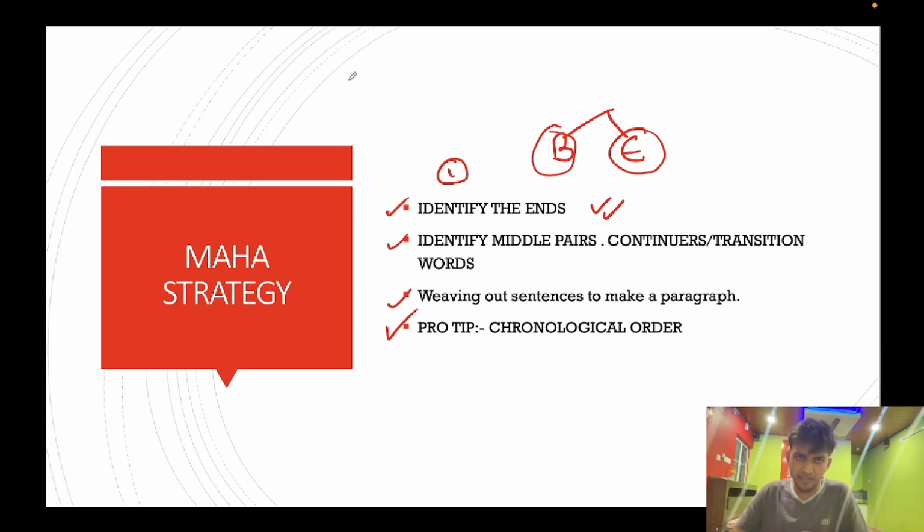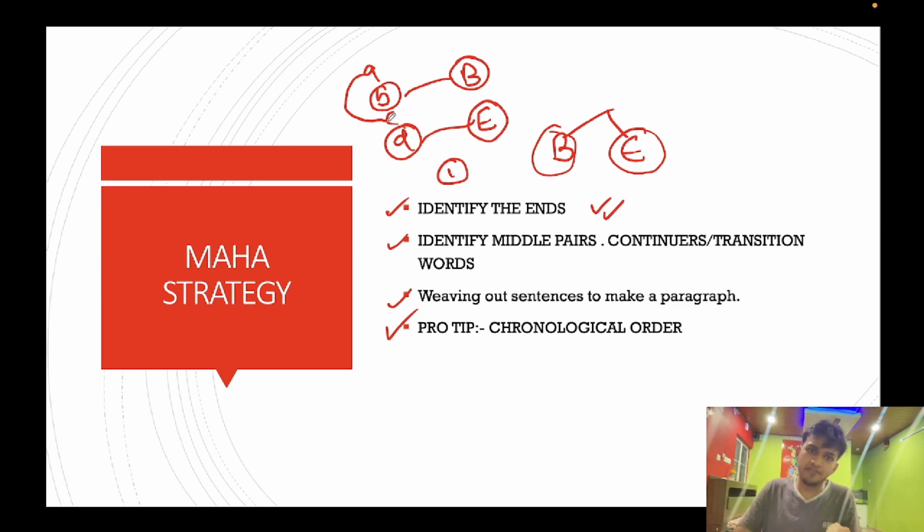First, the approach: you are given 4 sentences, A, B, C, D. Suppose B is the beginning, and let's say D is the ending. So you mark the beginning and the ending. Now you are left with 2 other sentences. One of the sentences you can connect with the ending, that is, the sentence will flow into the ending, and the other sentence will obviously flow from the beginning. So this will be the flow.